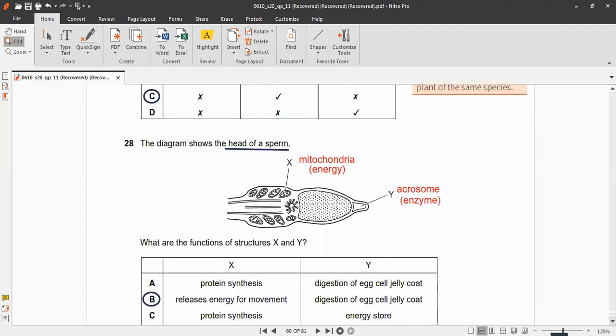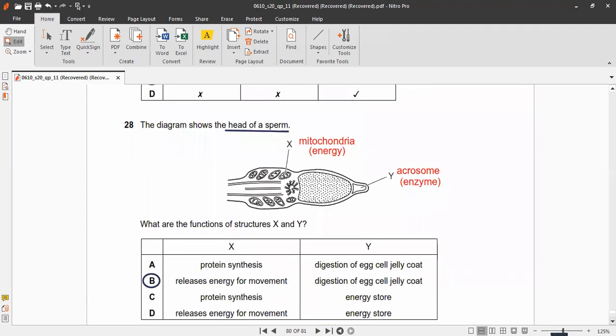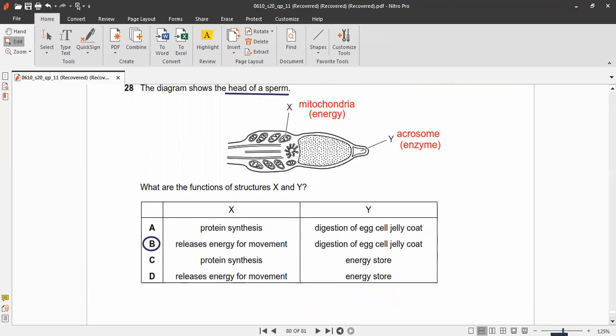The diagram shows the head of a sperm. What is the function of structure X and Y? X, mitochondria, release energy. Y, acrosome, releases enzyme to digest the egg cell jelly coat. So the correct answer is B. X releases energy for movement, mitochondria, and Y, acrosome, releases enzymes for digestion of the egg cell jelly coat.